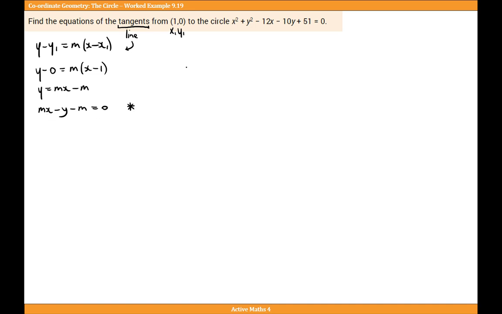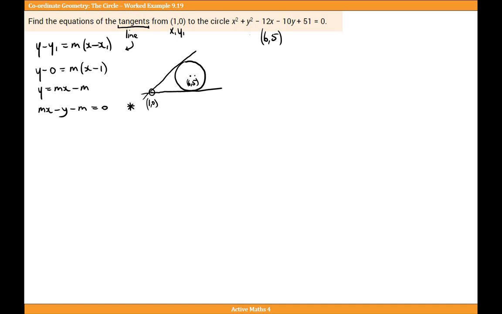If we're to visualize this, we have a circle here, and it's easy to get the center. The center is half the x coefficient, 6, and half the y coefficient, 5, and obviously we change the signs there as well. So the center of the circle is 6, 5. And the point 1, 0 is lower than this and to the left. So there's a point down here, 1, 0. And from this point 1, 0, we have two tangents going to this circle. So maybe they look something like this.